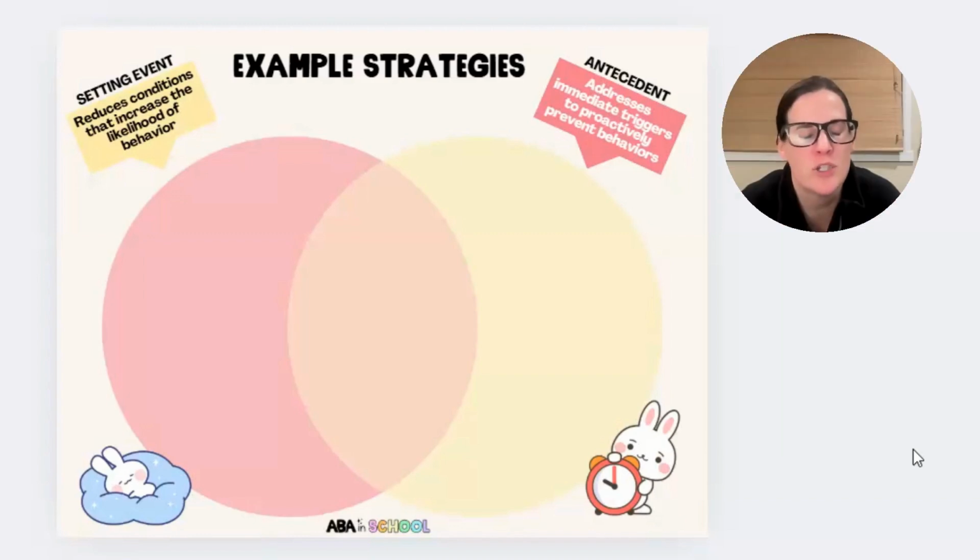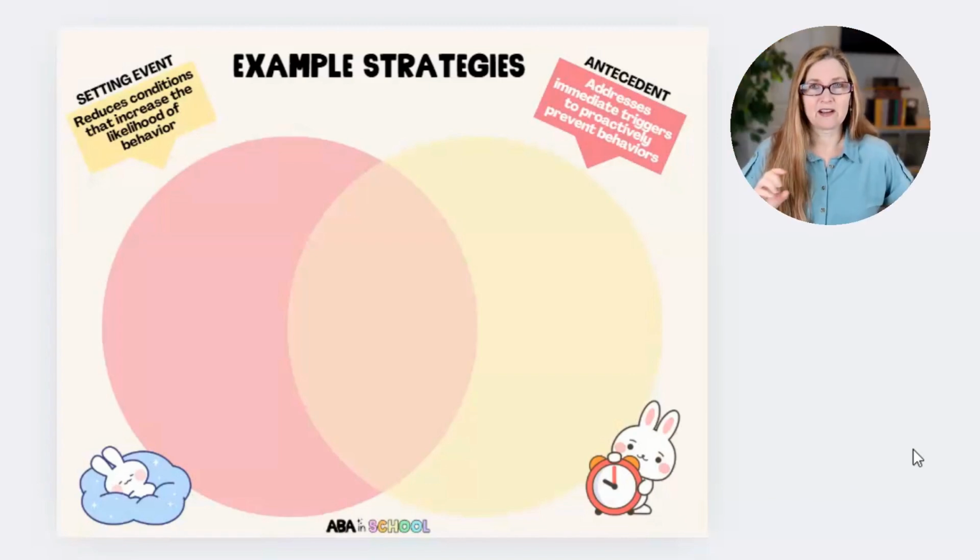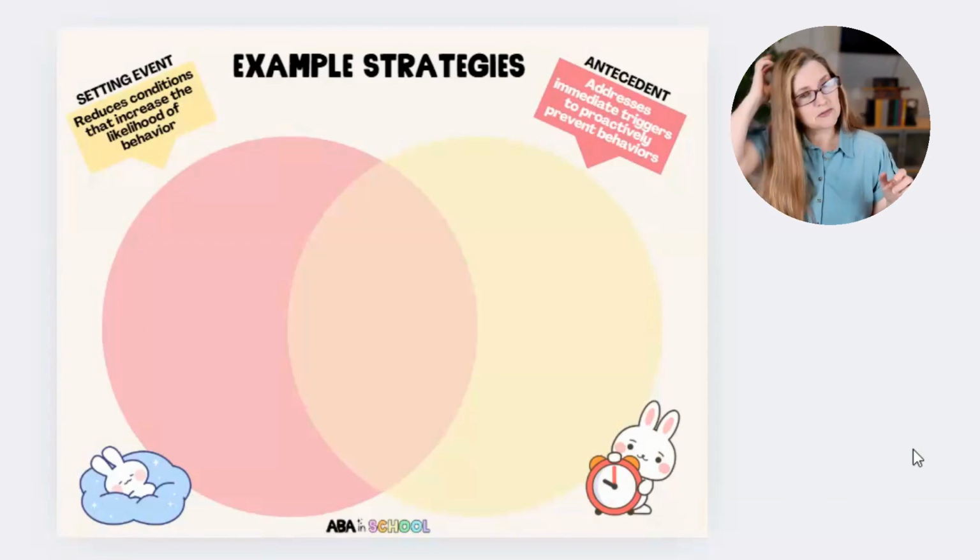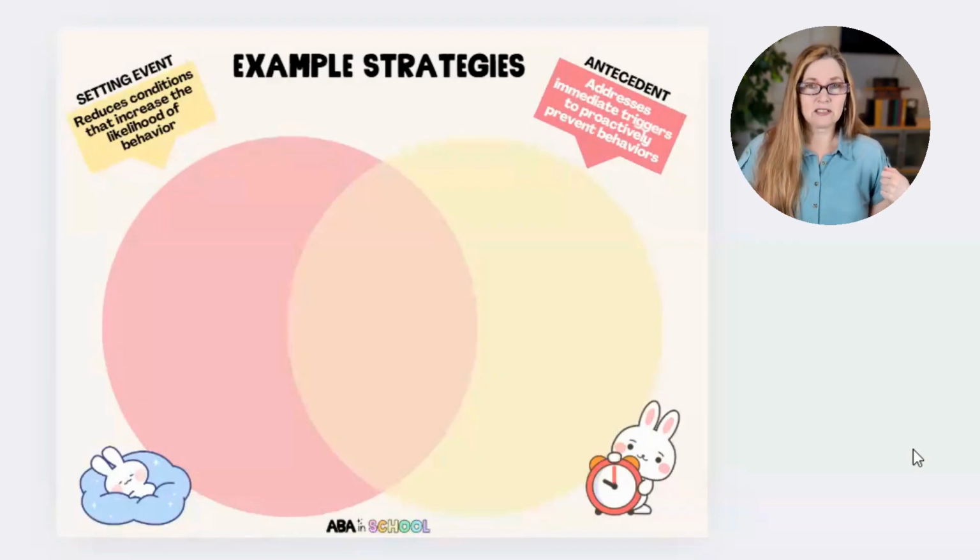Yes, totally. I was just chatting about this today with somebody, so this is perfect. So I made this little Venn diagram, because a lot of things can be either. It kind of depends on how you frame it. Some things are clearly setting event strategies. Some things are clearly antecedent strategies. A lot of things can be either or. So it's kind of how you implement the strategy.